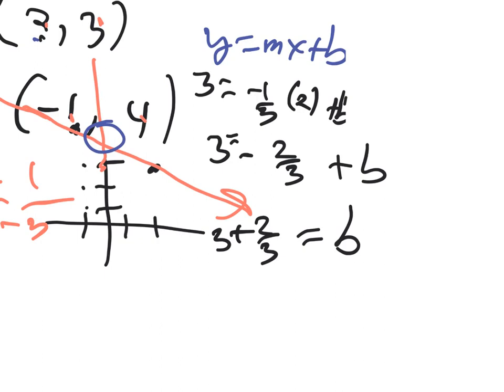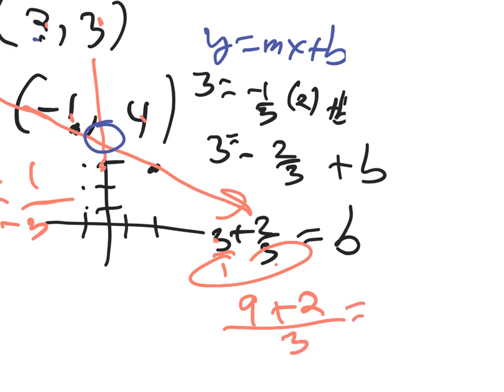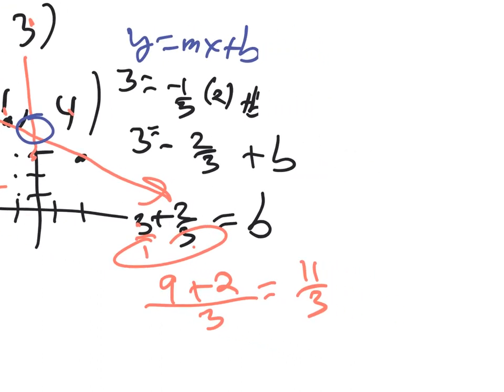So here's my magic trick. 3 over 1. I want to add those up. So I'm adding 2 fractions. 3 times 3 is 9. 1 times 2 is 2. 9 plus 2, all over this product, 3. B is 11/3. So the equation is y hat equals -1/3 x plus 11/3.